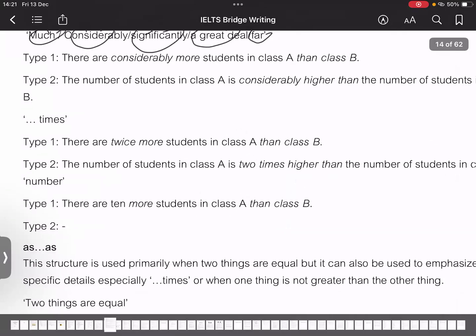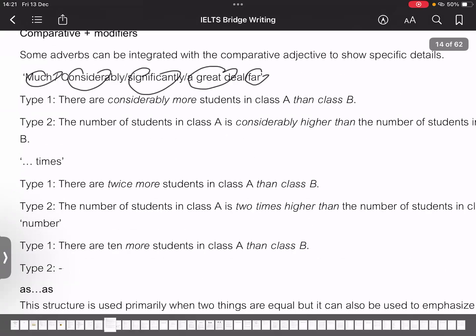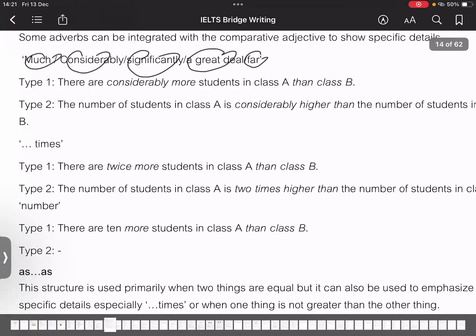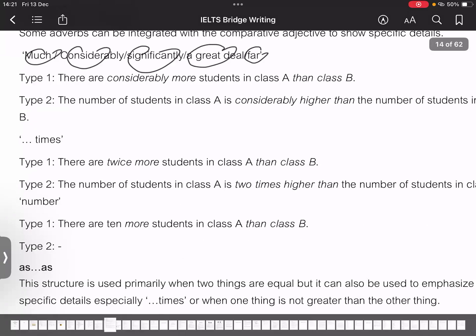Okay, now let's look at the next example. The number of students in class A is 2 times higher than the number of students in class B. So I did nothing here other than changing the word considerably from the previous example to 2 times. Can I use twice? Of course. I can also say the number of students in class A is twice higher than the number of students in class B. I can also do that.